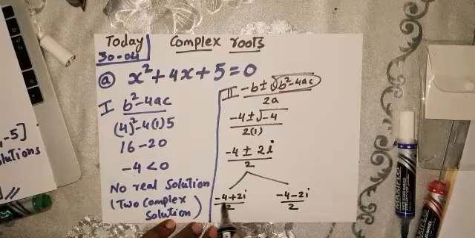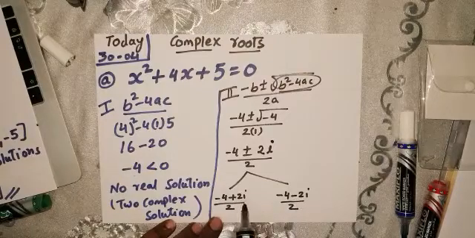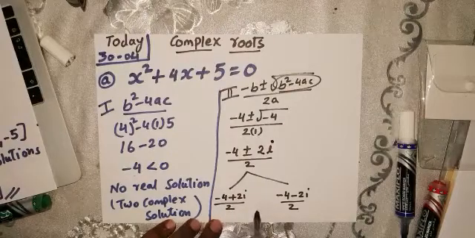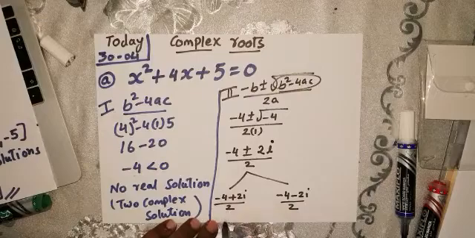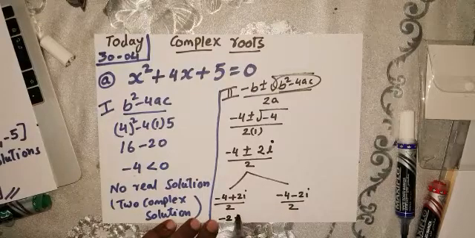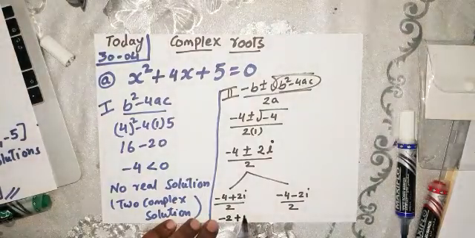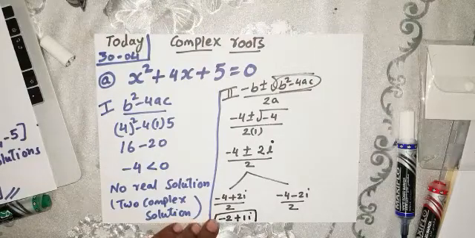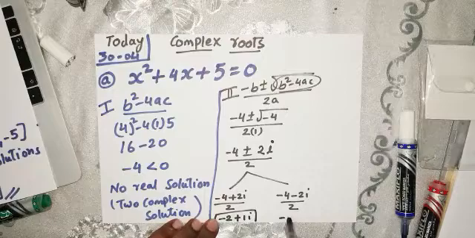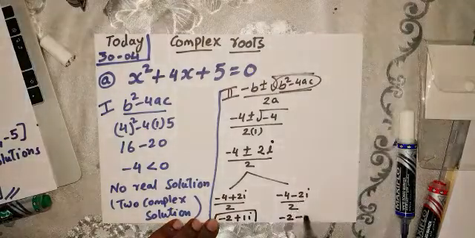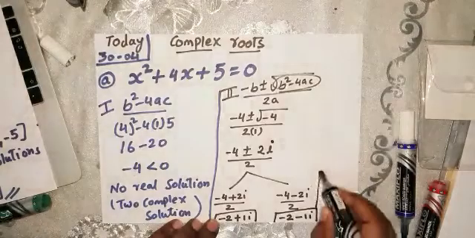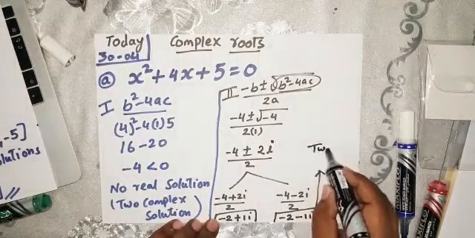We cannot simplify this 2 on the numerator alone, but you can simplify it further by dividing all of them by 2. Like negative 4 divided by 2 is negative 2. 2i divided by 2 is 1i. So this is going to be our first complex root. Negative 4 divided by 2 is negative 2. 2i divided by 2 is 1i. So these are our two complex roots.